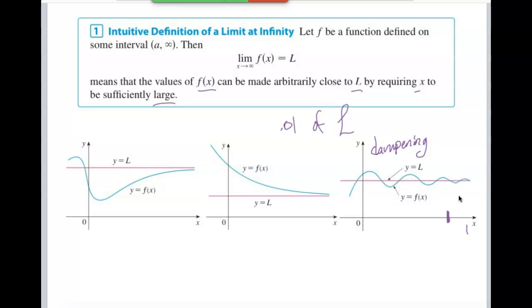Y equals L is still the limit as x approaches infinity, even though the graph is going to cross it there infinitely many times. But it's still getting infinitely close to L. It's just oscillating closer and closer. Okay? So what we'll find out is y equals L is still considered a horizontal asymptote of the function.